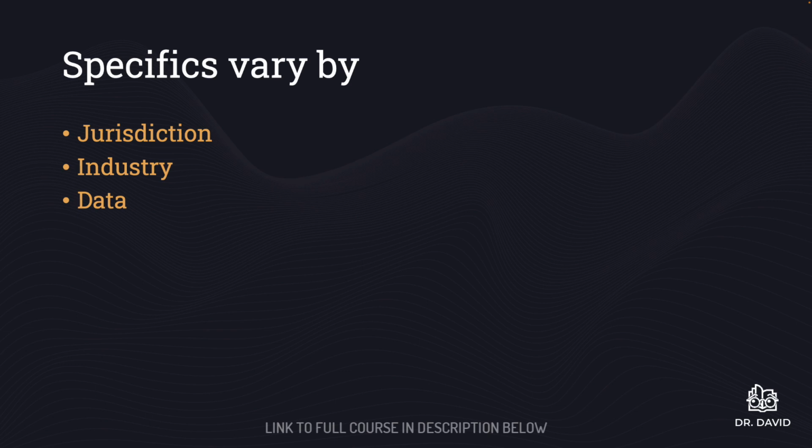There are also differences across different sectors. The type of impact assessment you do in the healthcare space versus the financial space are all going to be a little different. And those industry differences have a lot to do with the type of data that's being collected. Again, protected health information versus financial information versus educational records.